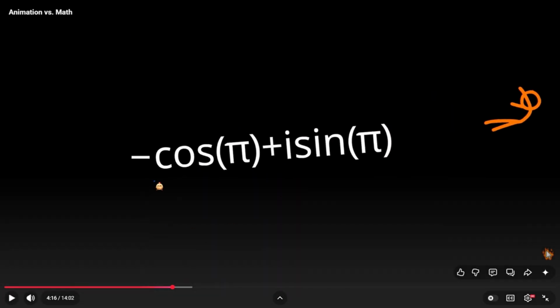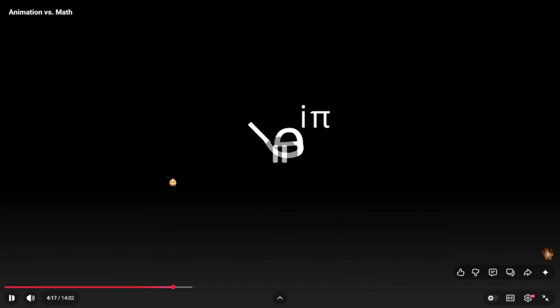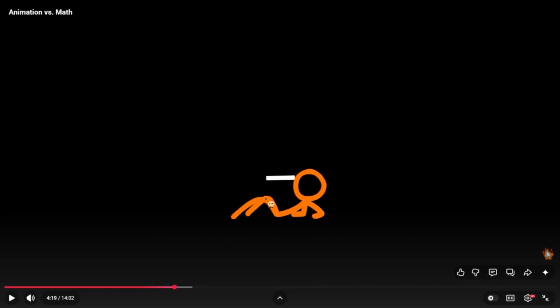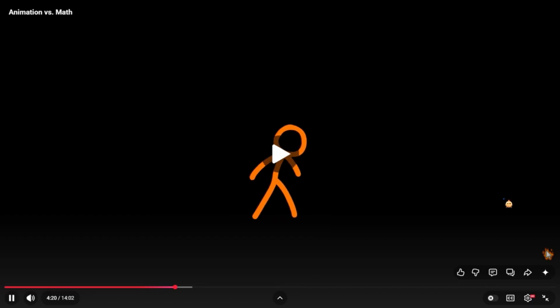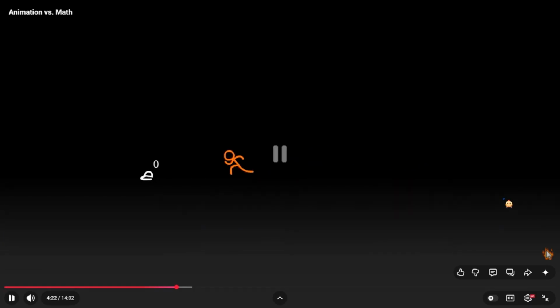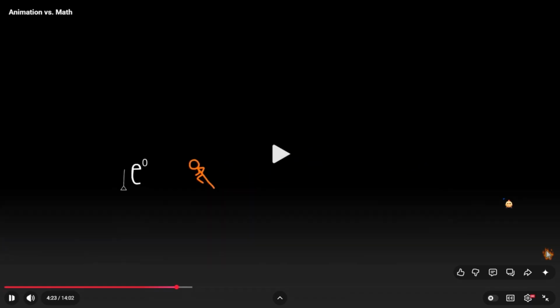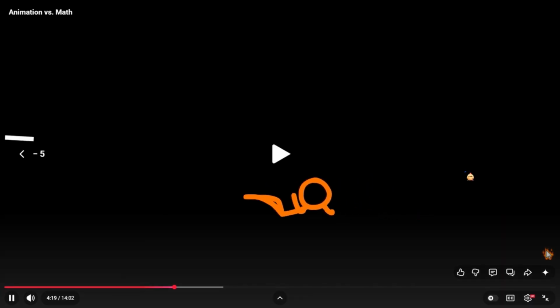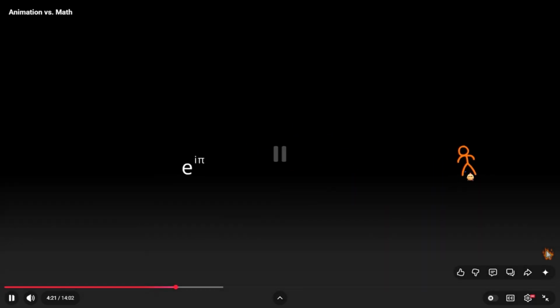Okay, this is the formula of e to the i pi, which, I mean, this is also -1. It's the same thing. Okay, it's here. So let's see. Negative flips things over, so he just flips over. Runs over. Okay, let's see this.